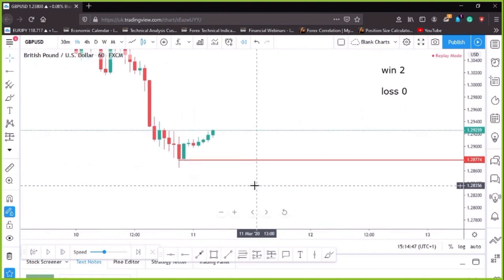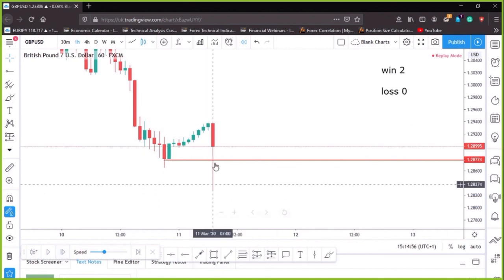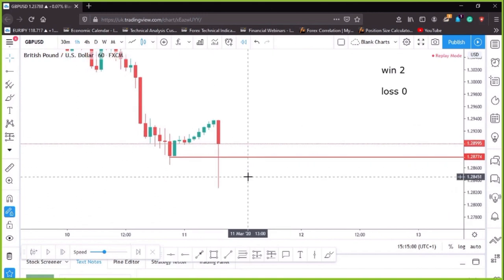Okay, now let's wait for this candle to break. So we know we're in sells. Oh, look at that. I thought it was going to break then. Man, can you imagine if you took a sell down here without waiting for that candle to close?